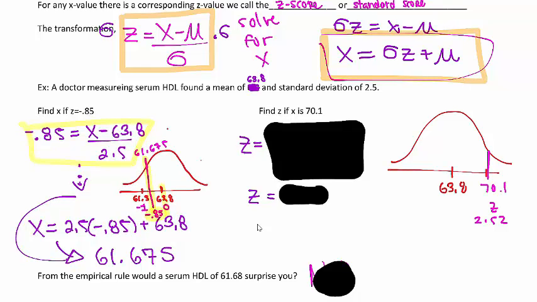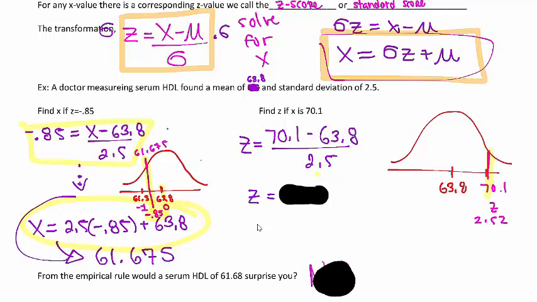Now it says find z if the value is 70.1. So find a z-score. Basically, this one is an example of when to use the x formula if you want, and this is an example of when to use the regular formula. So from the empirical rule, what we know about normal curves, would a cholesterol of 61.68 surprise you? If somebody came home and said, hey, I got back from the doctor's and my HDL was 61.68, would you be like, oh my gosh, that is so low? Or, oh my gosh, that is so high?